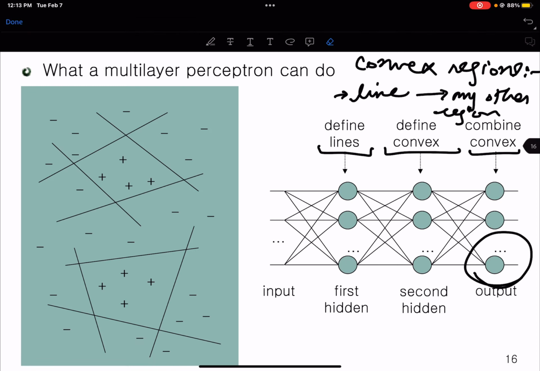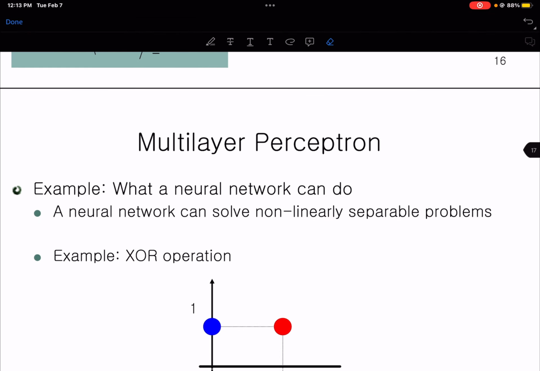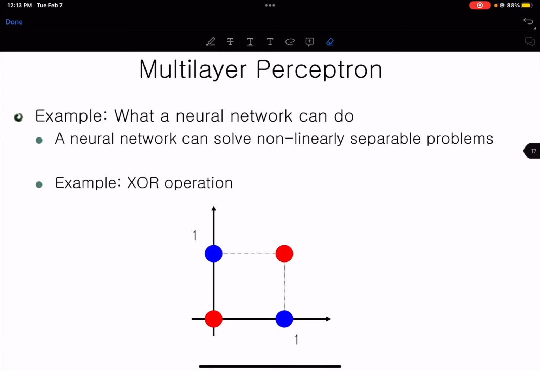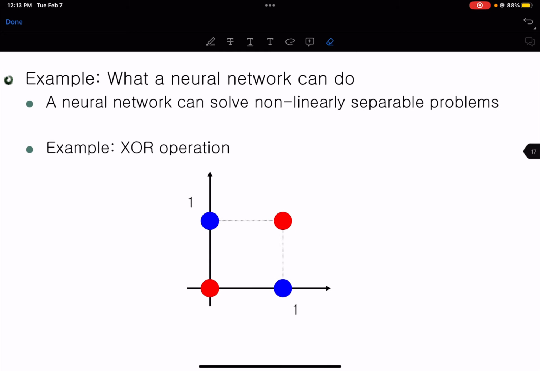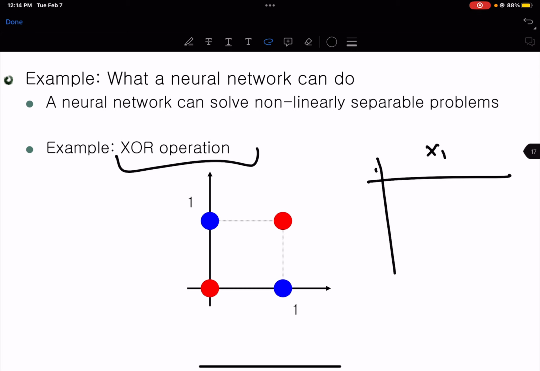perceptron. I will go into the detail further as an example. To solve a non-linearly separable problem such as the XOR operation. So in the XOR operation, we know, for example, we are given x1 and x2, 0, 1 and 0, 2.